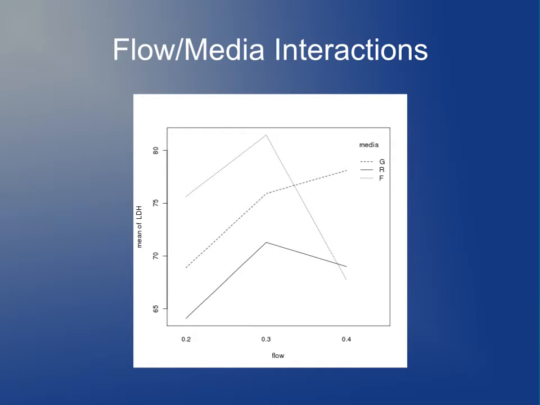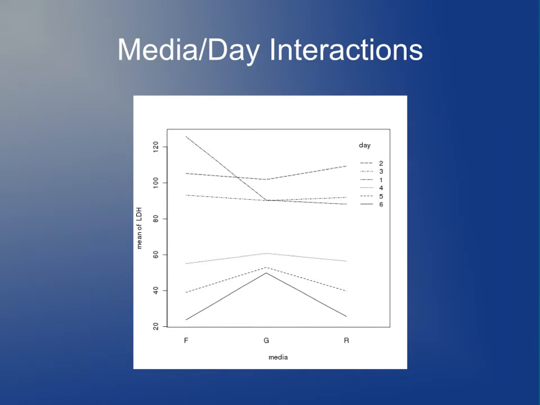Here's the flow media interactions, again showing the mean LDH level for each flow rate for each different type of media. Again, with no interaction, we would expect them to be parallel. At 0.2 and 0.3 they are more or less parallel, but media F seems to have higher LDH levels at a flow rate of 0.2 or 0.3, but much lower LDH level for a flow rate of 0.4, so there's a possible interaction there.